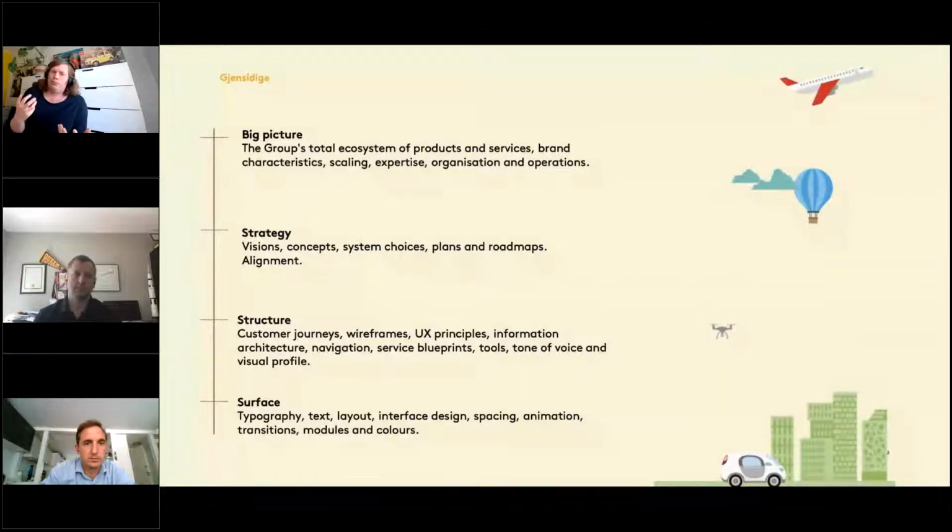So it's of course important to see the big picture. So this is the ecosystem of the company, of the products and services, of the brand, but as well you need to be aware of the strategy and of course impact the strategy. It's the structure of the way you do work, and it's the surface part, which is kind of the pixels of this little story.